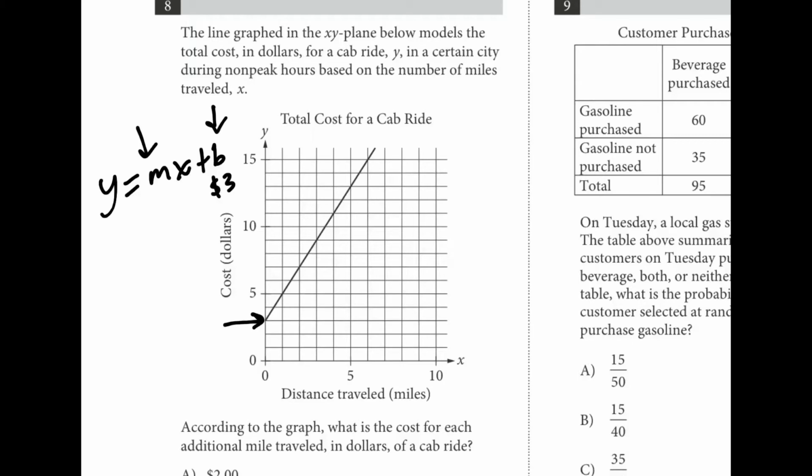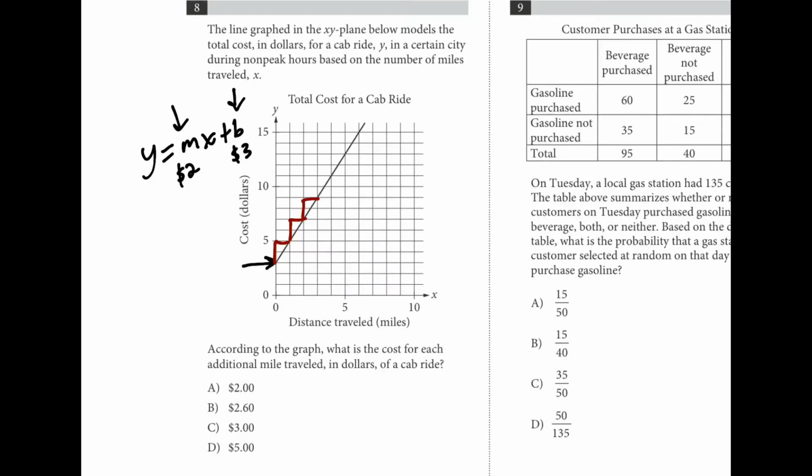And then how much do we go up as we go over 1? We're going to go up $2. We could track that by saying up 2, right 1, up 2, right 1, up 2, right 1, or we could actually plot some points and use the formula. Either one would work. So when they ask what's the cost for each additional mile, that word each is a pretty strong clue that we're talking about slope. And the answer is A, $2.